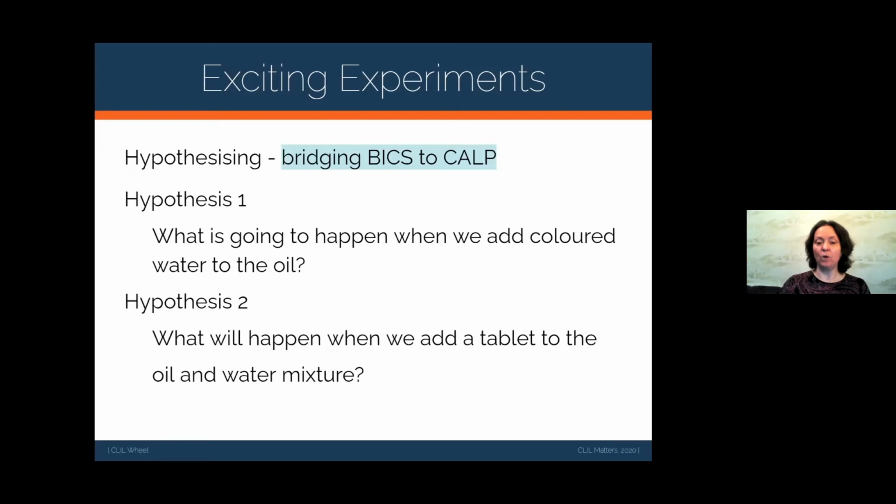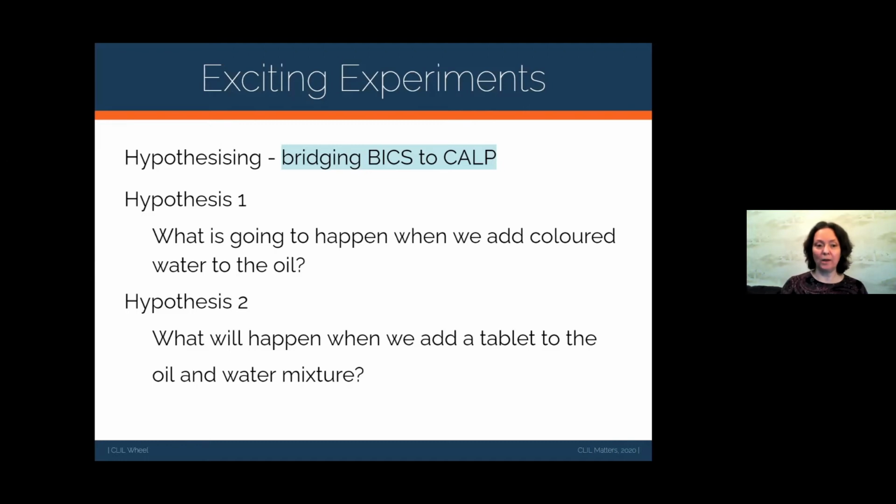Now, what I'm also trying to do here is to bridge something that is called BICS with something that is called CALP. So BICS is basic interpersonal communicative skill. This is this everyday language that students come to my science class with. They know the words oil or water, but they may not know the words like hypothesis, for example. And hypothesis or hypothesizing is CALP, so cognitive academic language proficiency. I want them to know and understand and use academic language. So I'm using those grammar structures that are easier. What is going to happen, or what will happen in a situation when I'm introducing the word hypothesis or hypothesizing.